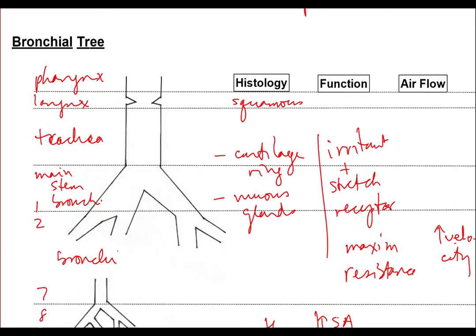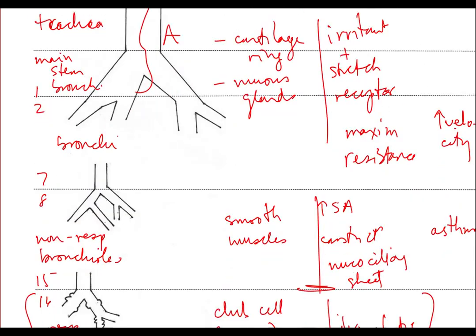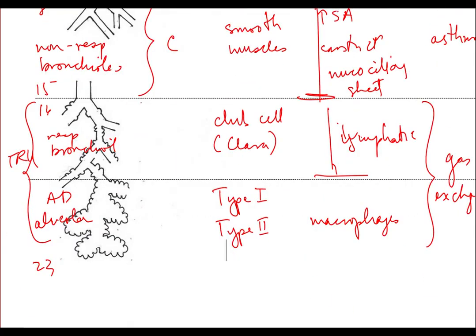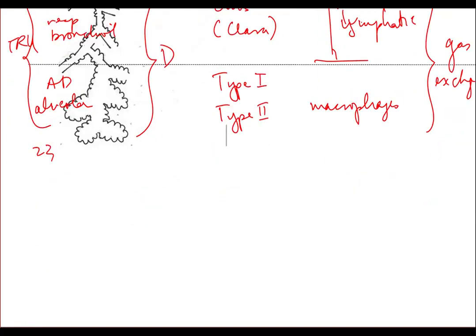So clinically then, this is how we should think of it. You should think of the larynx, trachea, and main stem bronchi. These behave as a single pathologic unit. When we talk about our bronchi, these behave as a single pathologic unit. When we talk about our non-respiratory bronchioles, these behave as a single pathologic unit. And then our terminal respiratory units, they present as a single pathologic unit. So let's take a look at what that looks like. Let's just start with our infection.